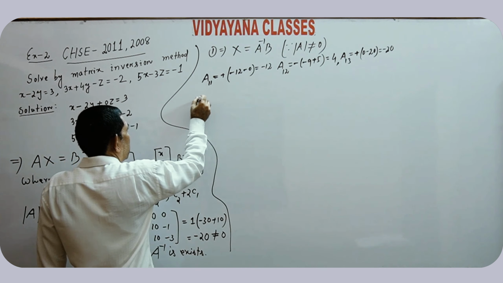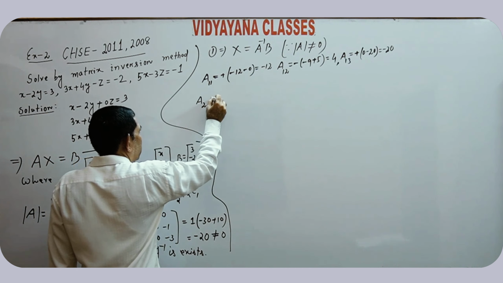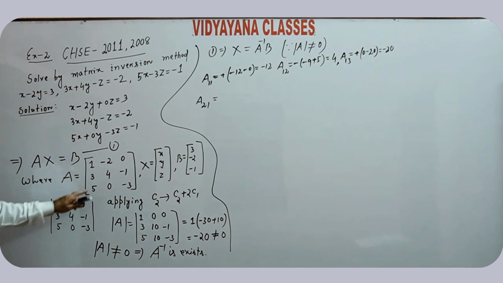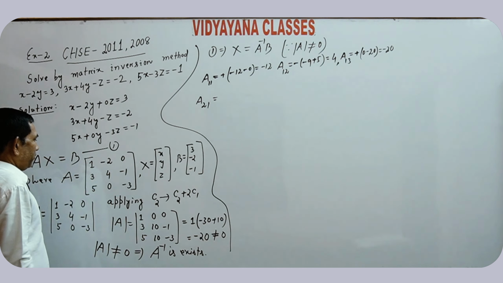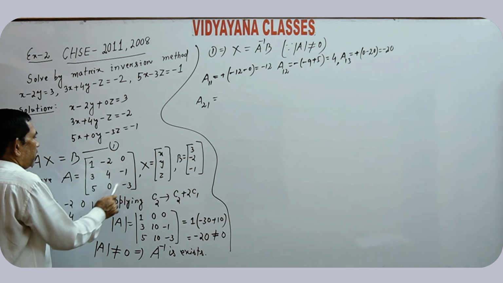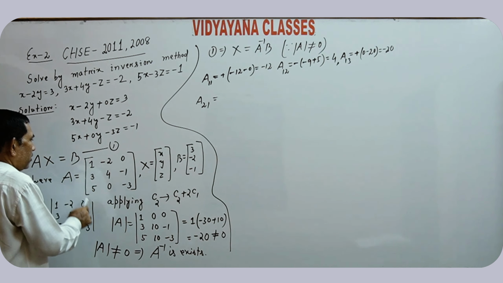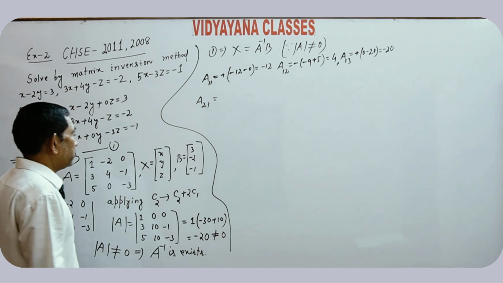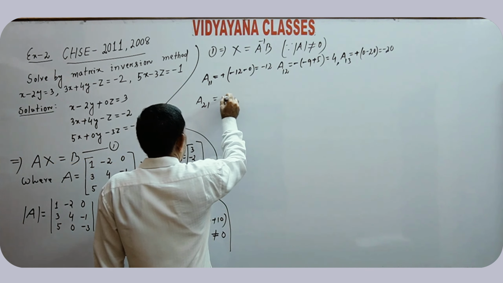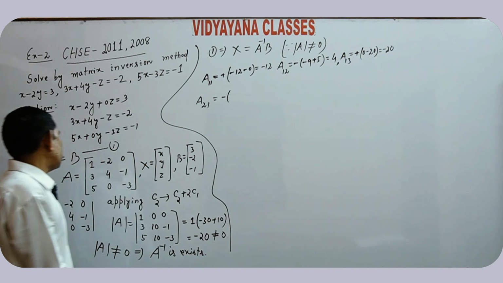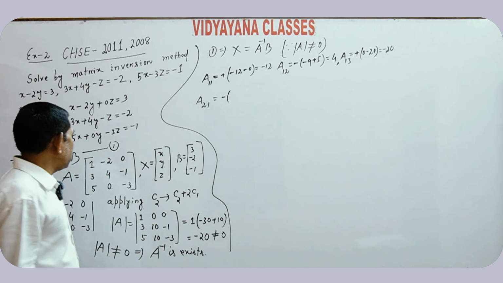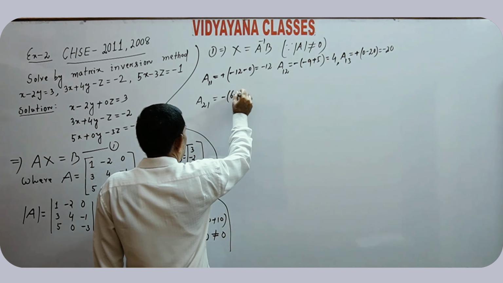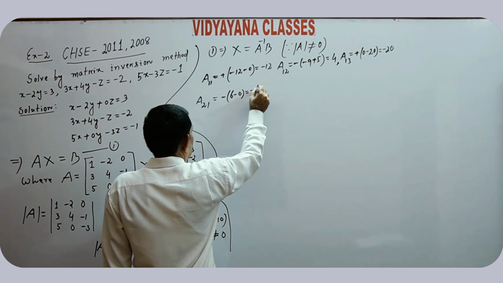A21, cofactor of the element 3. Deleting this row and this column, it gives minus 2 into minus 3, 6 minus 0. Its sign is negative. 6 minus 0, that is equal to 6, with the negative sign, minus 6.